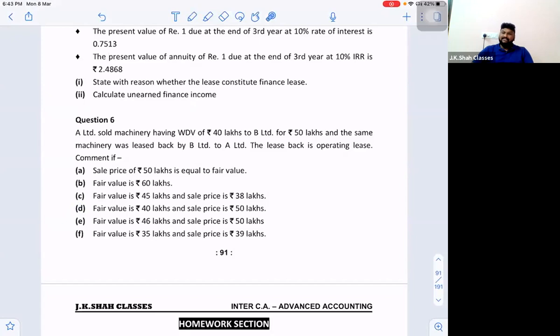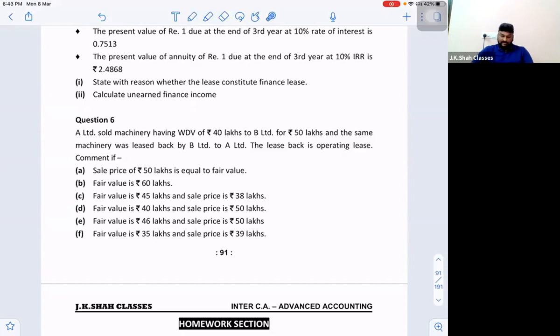Same question only, but they are asking us in 6 different situations. Means if selling price is this, then what will happen? If fair value is this, what will happen? Book value will remain constant at 40. But they are changing various points and asking the question to us. So let us check what they are saying.